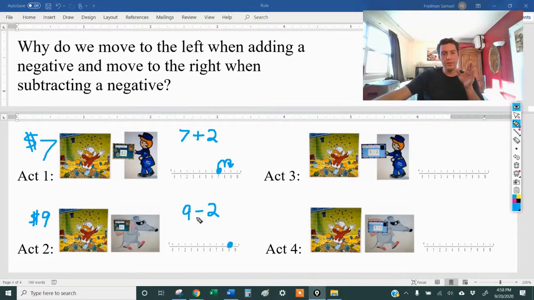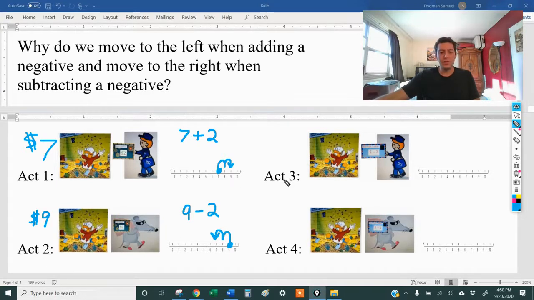And now if $2 gets taken away from us, does that mean that our money goes up or does it go down? Well, unfortunately, if the mouse steals our money from our grandmother, then our money goes down, which on the number line, which is horizontal, means to the left. Okay? So we're going to move 2 spaces to the left to represent what happened in Act 2.